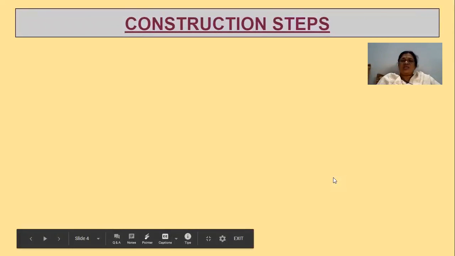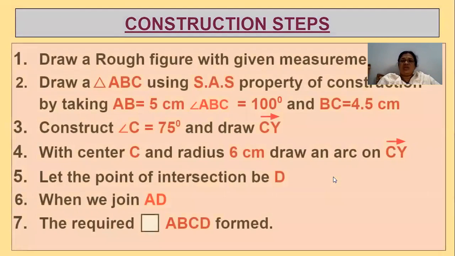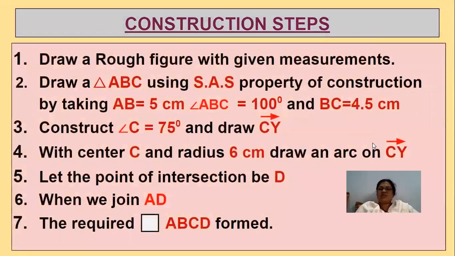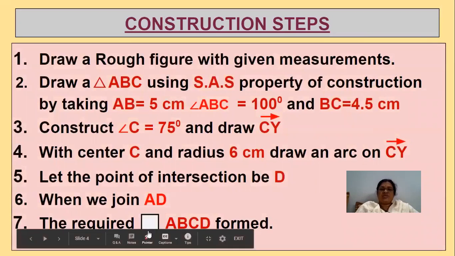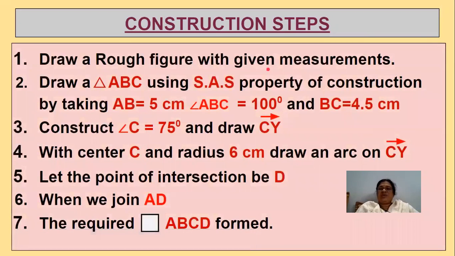Now the construction steps for the fifth construction. Let us see the construction steps. So first we have to draw a rough figure with the given measurements. So this is a rough figure we have drawn with the given measurements. Next, we draw a triangle. So we know two sides and one included angle. So by the side-angle-side property, we can draw a triangle.